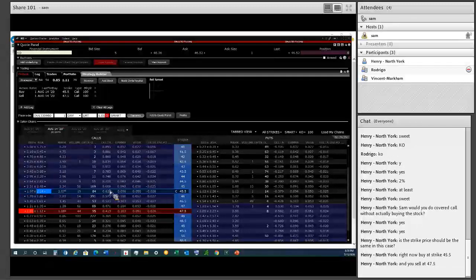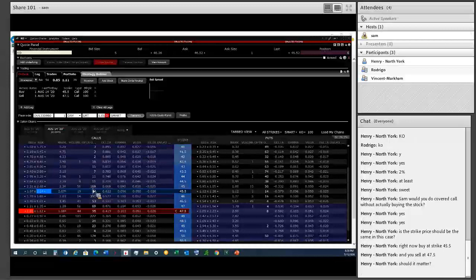Right now, buy the strike 45.50, and you sell the 47.50. Yeah, that's right, so it's not the same strike. So why don't we put this trade on too, and we'll see. Should it matter if it's the same strike? Yeah, you don't want the same strike.